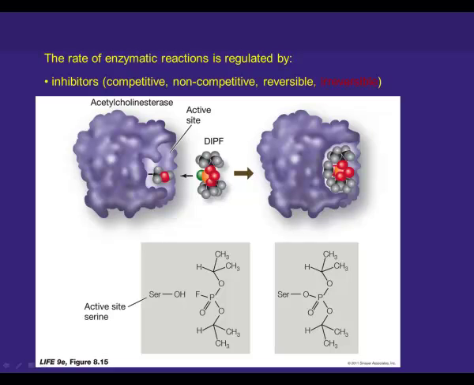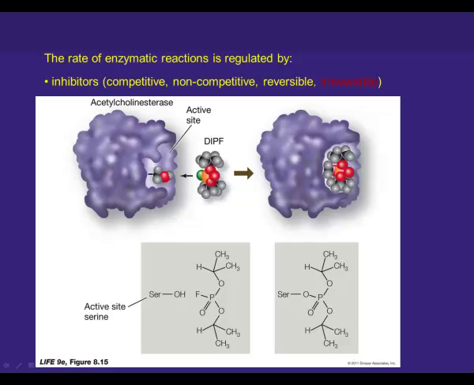This slide is showing an example of a type of inhibition. This is called an irreversible inhibition. The enzyme that's being targeted is called acetylcholinesterase. It is very important in nerve transmission. When this acetylcholinesterase is bound by a compound called DIPF, it binds irreversibly to this enzyme and inactivates it. This basically prevents the acetylcholinesterase from degrading a neurotransmitter, which ends up making the neurons fire constantly.